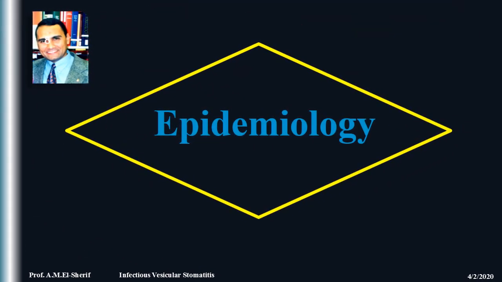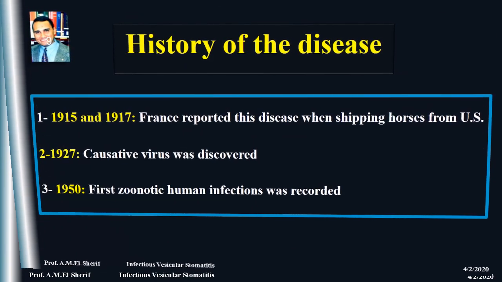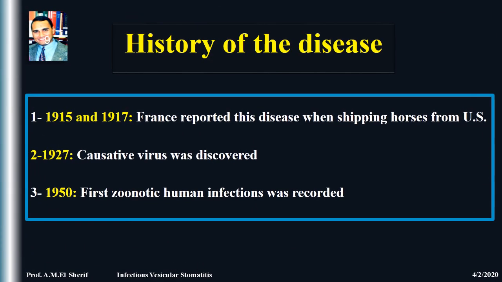Epidemiology of infectious vesicular stomatitis. History: in 1915 and 1917, the first outbreak was reported in France when horses were shipped from the United States of America. In 1927, the cause, the virus, was discovered. In 1915, the first zoonotic human infection was recorded.